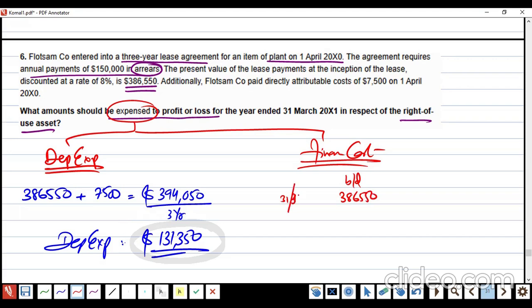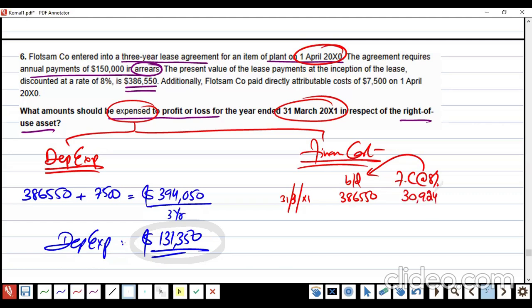It's the first year. This one and that one. Is it first year or no? Yeah. Finance cost at the rate of 8% on this value, how much? 30,924. Okay, so this is the interest. Interest and depreciation, both we got. So the answer is 162,274.